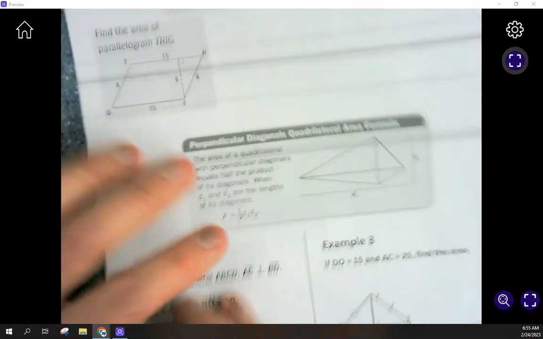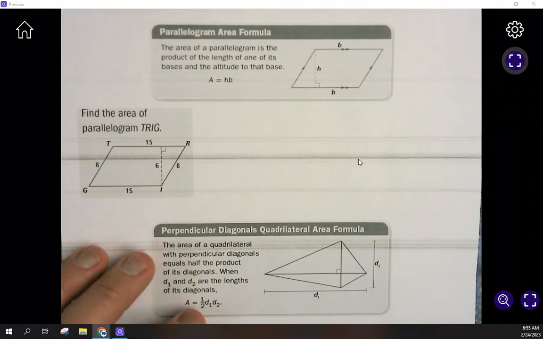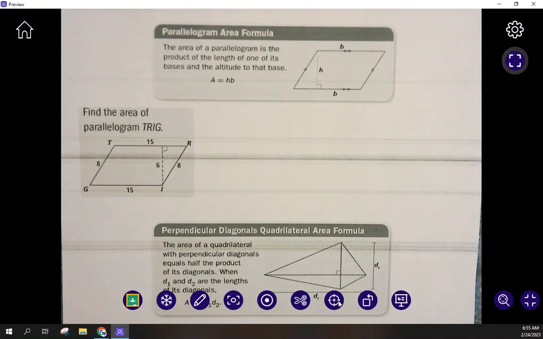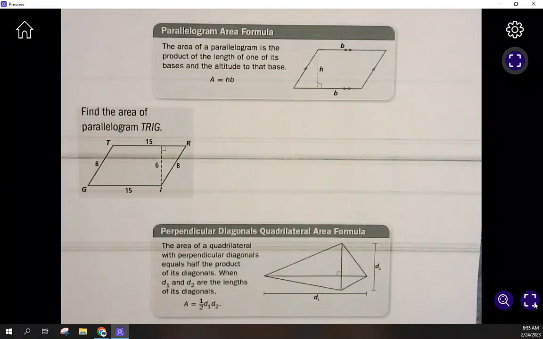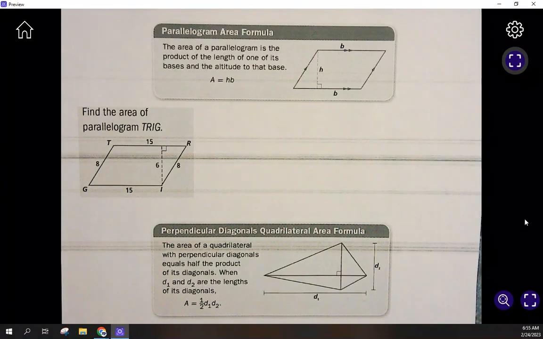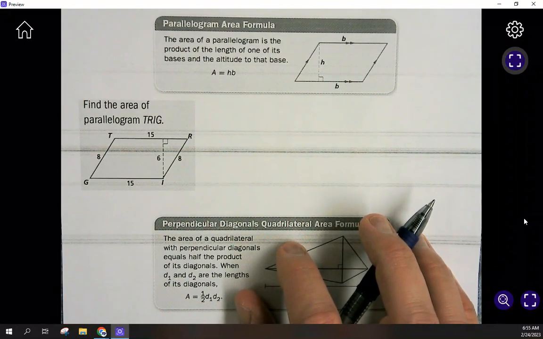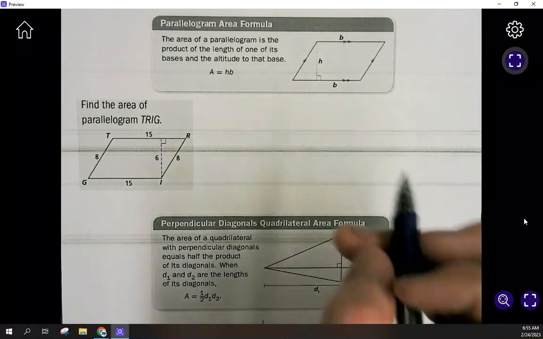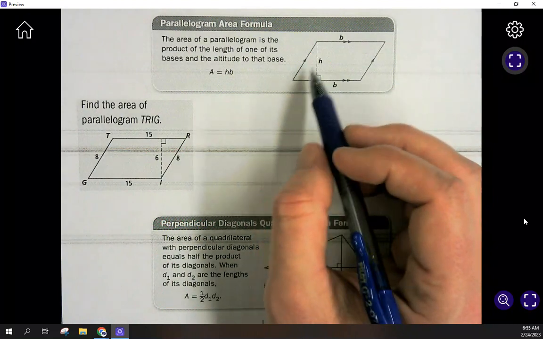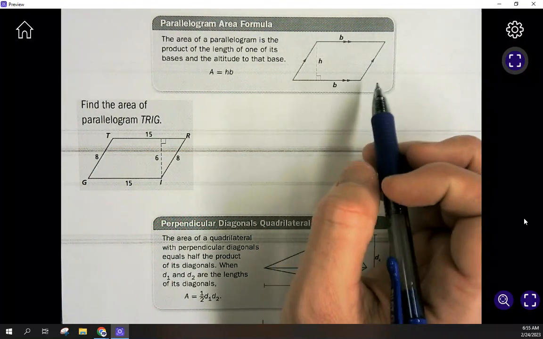All right, to the back. All right, we're going to take a look at parallelograms. Area of a parallelogram is even simpler. It's just base times height, just like a rectangle. Should make sense because it basically is a rectangle just without the 90-degree angles.